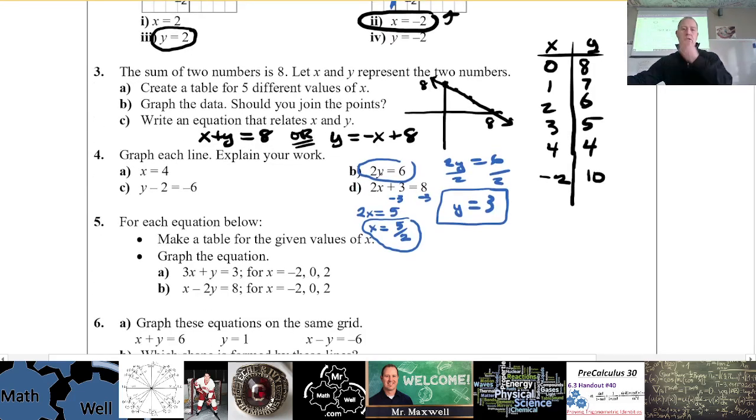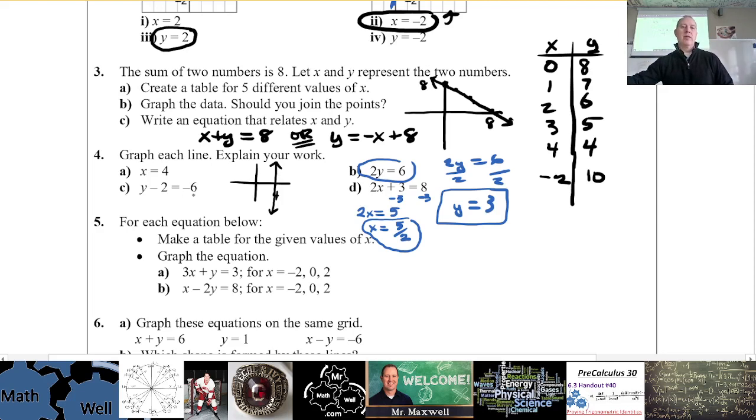Okay, again, I did some of these for you last day. So graph each line, explain your work. x equals 4, okay, all x values are 4, that's a vertical line. So you have 4 here, you have a vertical line going through x equals 4. I'll just draw you the graphs here real quick.